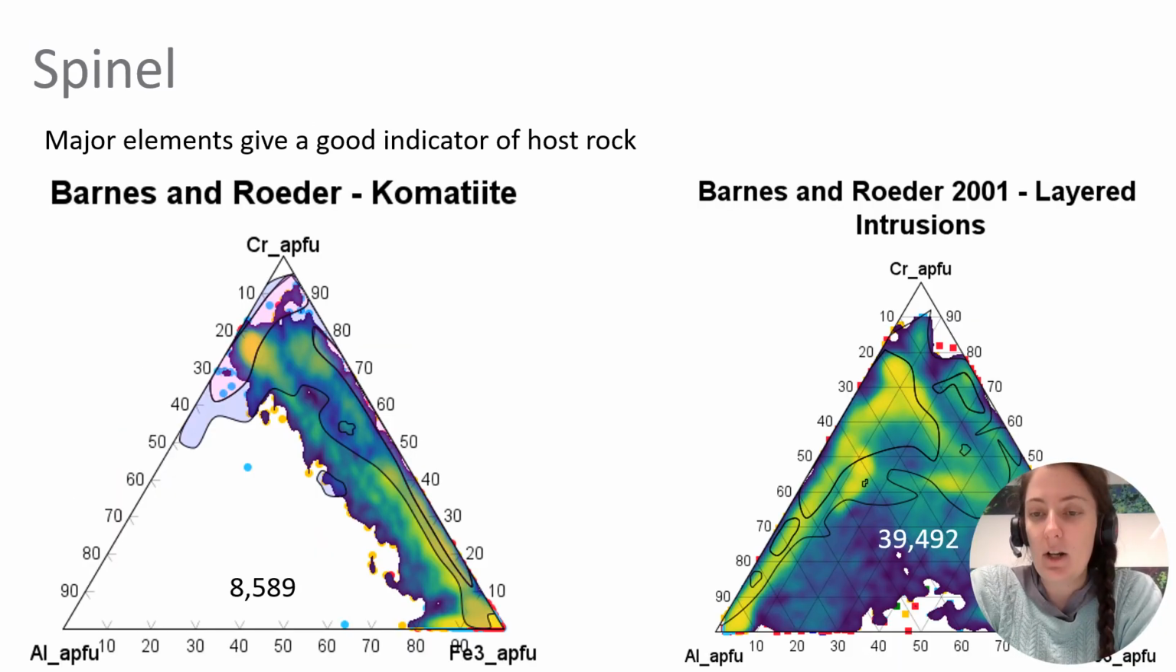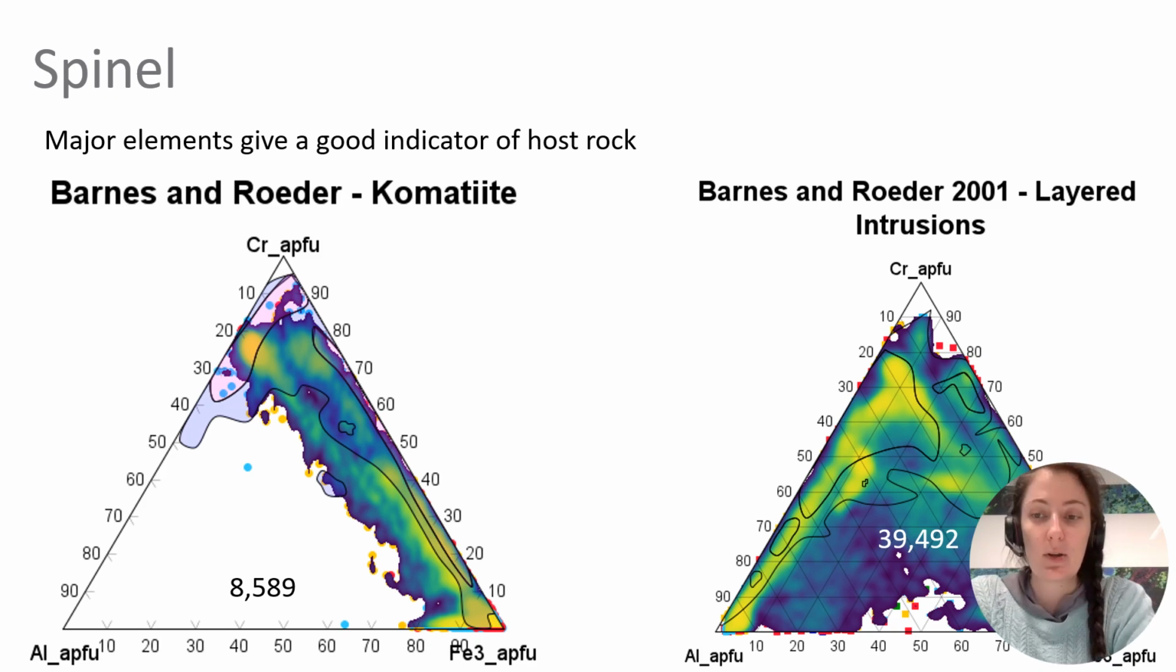So looking at the major elements of these spinels, comparing them to the Barnes and Roeder fields that were published back in 2001, we can see that they are in very good agreement. So the komatiites exist in the komatiitic field, as was defined by Barnes and Roeder, and our small mafic intrusions and layered intrusions fit very nicely on the layered intrusion model from Barnes and Roeder as well.